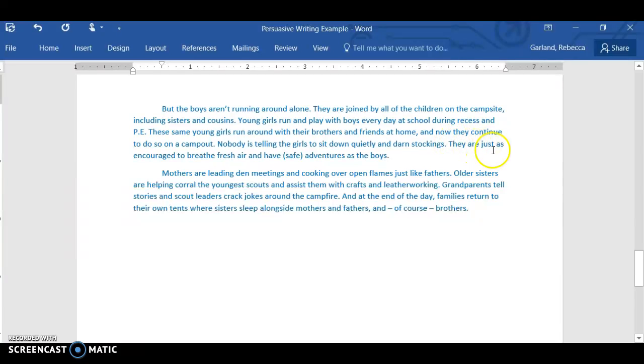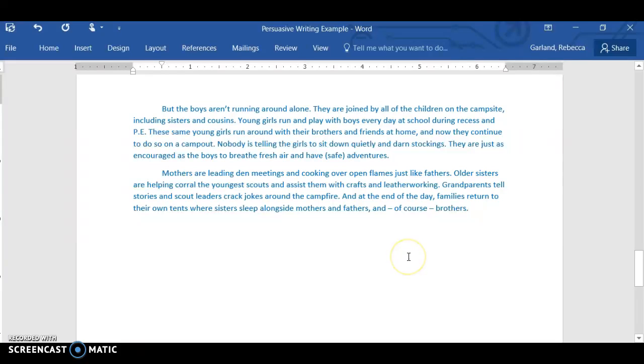Let me look at this sentence again. They are just as encouraged to breathe fresh air and have safe adventures as the boys. I'm going to put just as encouraged as the boys to breathe fresh air and have safe adventures. I feel like that's going to clean up that sentence a little bit. Spoiler alert, that's called revising.